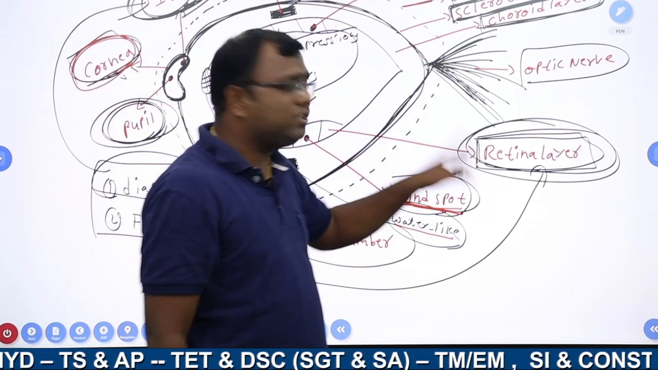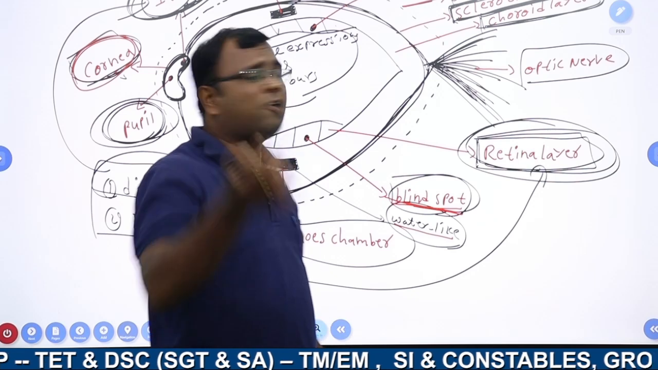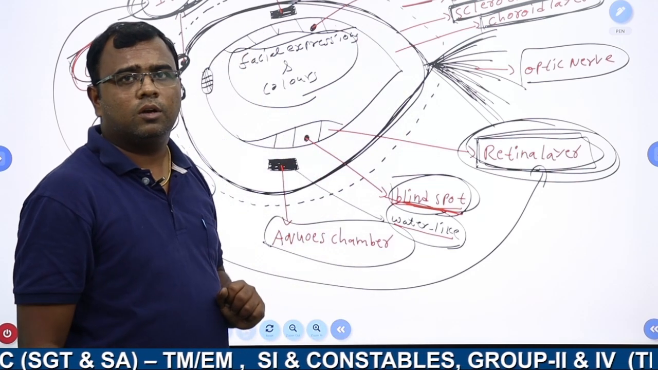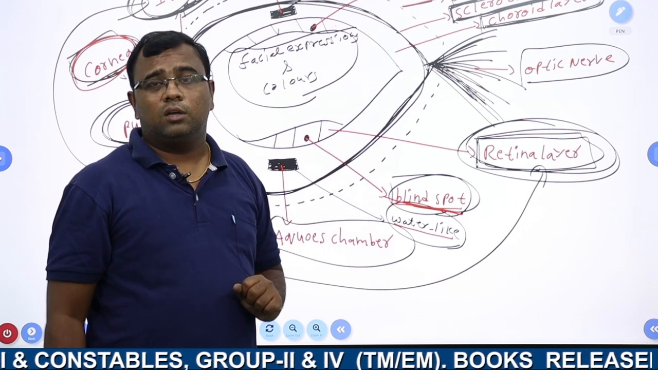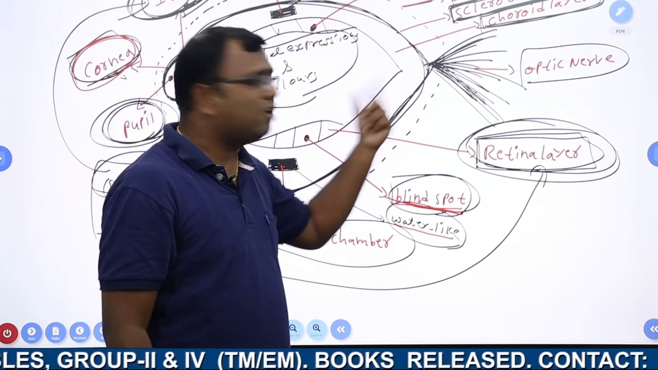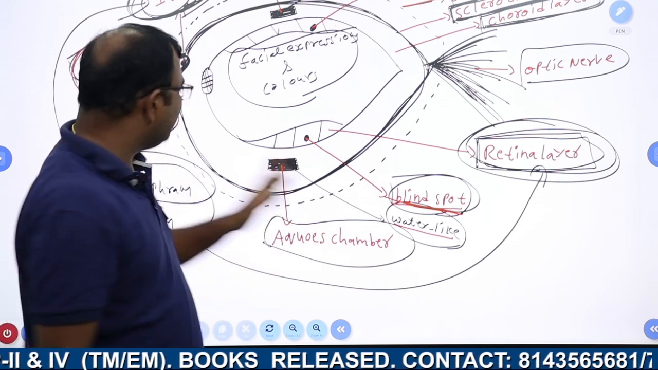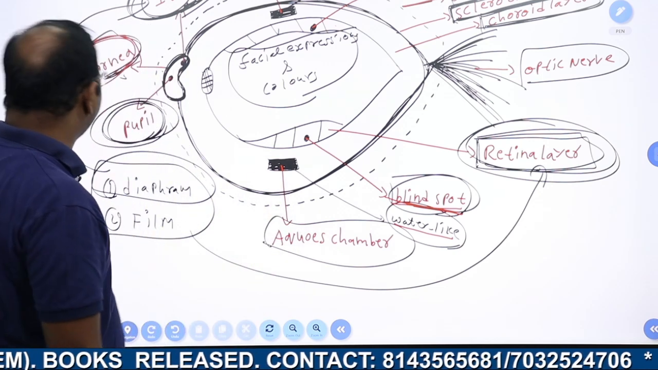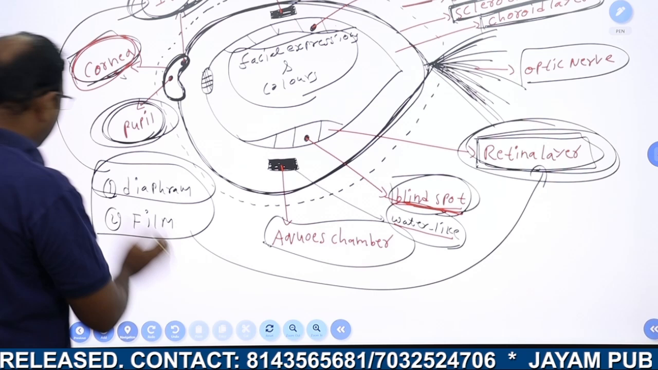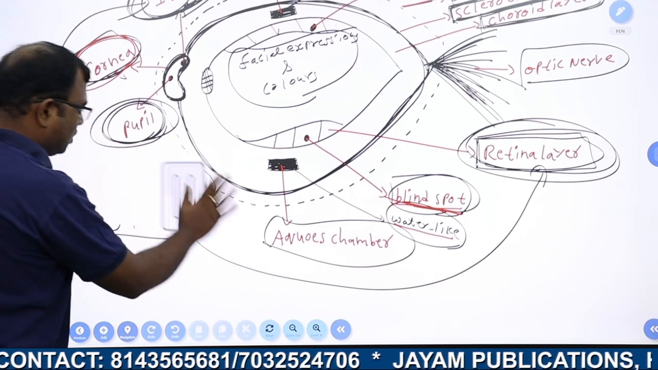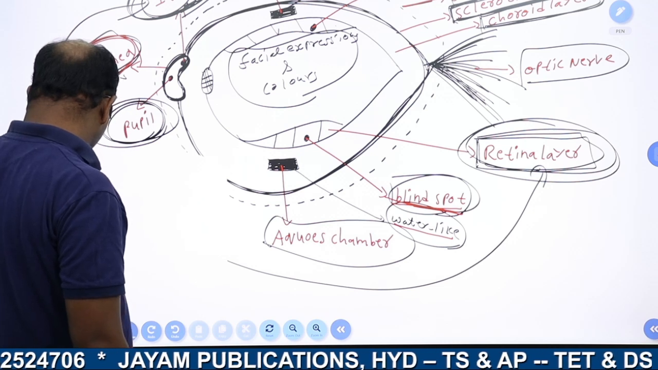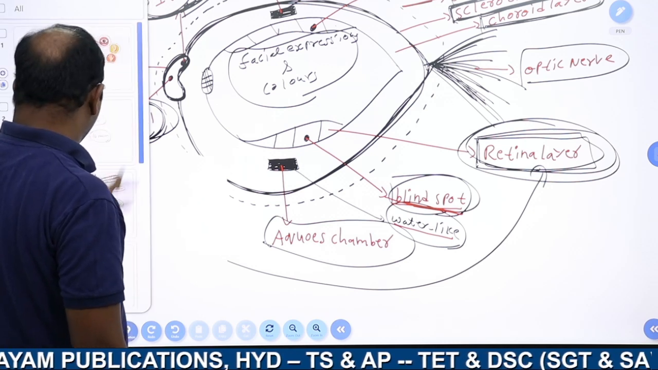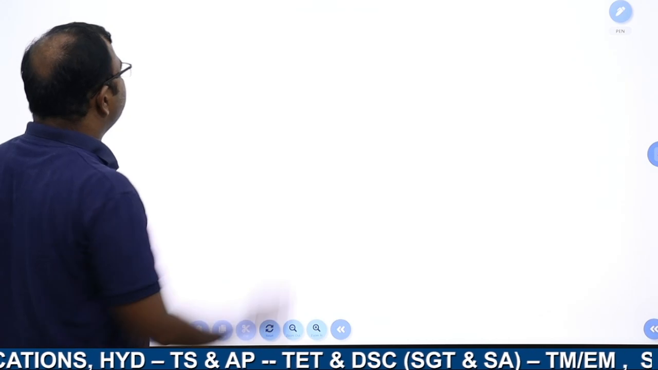The retina is which layer? The first layer of the eye is the sclerotic layer. The second layer of the eye is the choroid layer. The third layer of the eye is the retina layer. The retina layer consists of two types of cells.